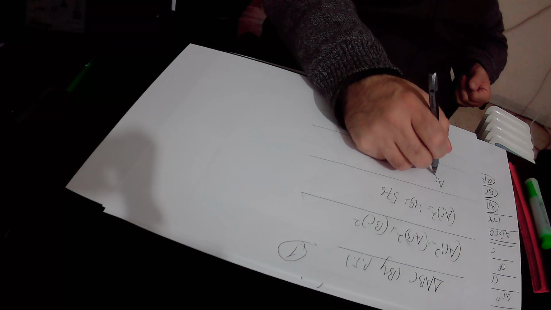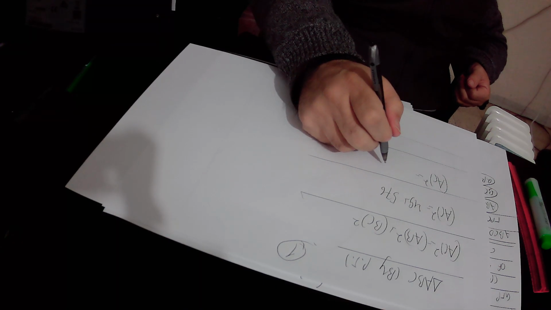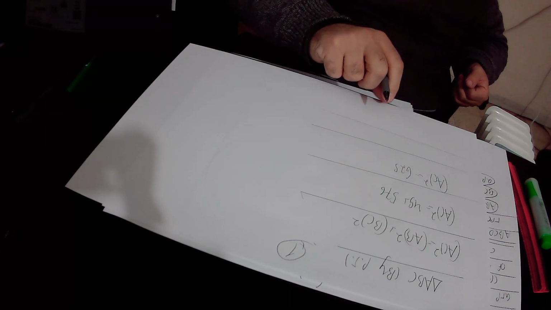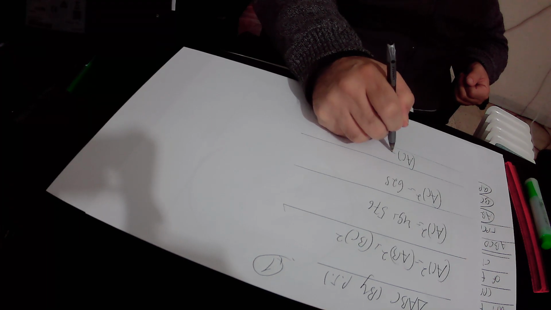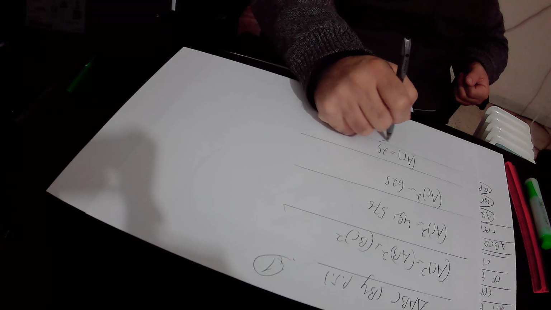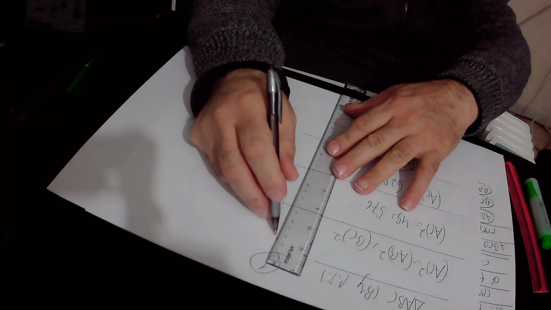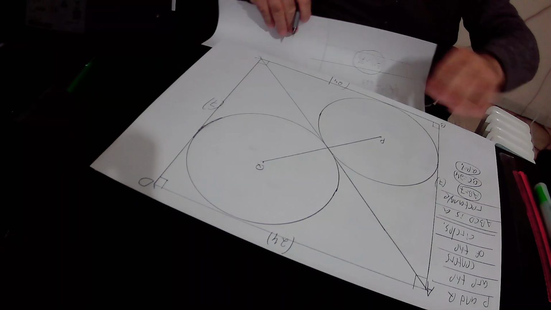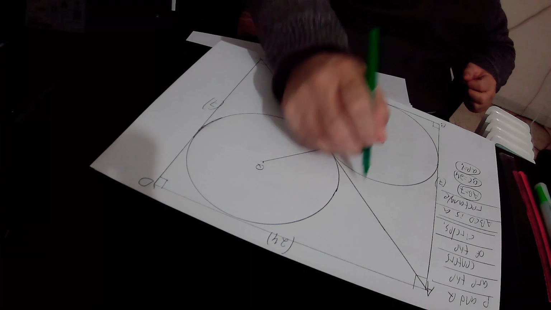So we found that AC squared in total equals 49 plus 576, which is 625. Here we take the root of this equation and we get that AC equals the square root of 625, that is actually 25 units. So we actually found that the length of the hypotenuse AC in the right triangle ABC equals 25 units in length.